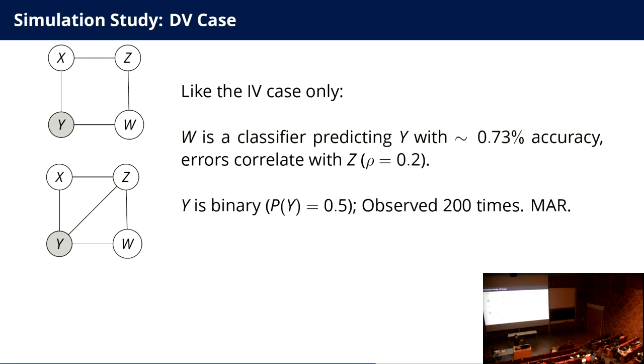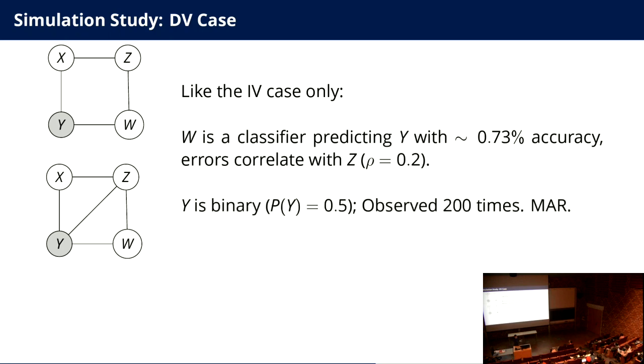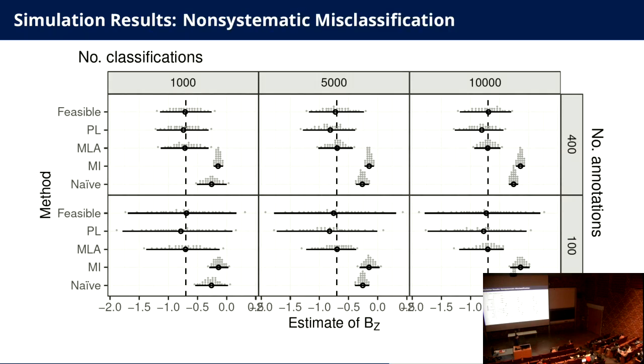Okay, now I'm going to talk about the DV case. It's like the IV case, except now we're predicting Y with, again, about 73% accuracy, and the errors are correlated with Z. And again, Y is binary, and we have 200 observations. Here are the results for the outcome. Now we're predicting Y.